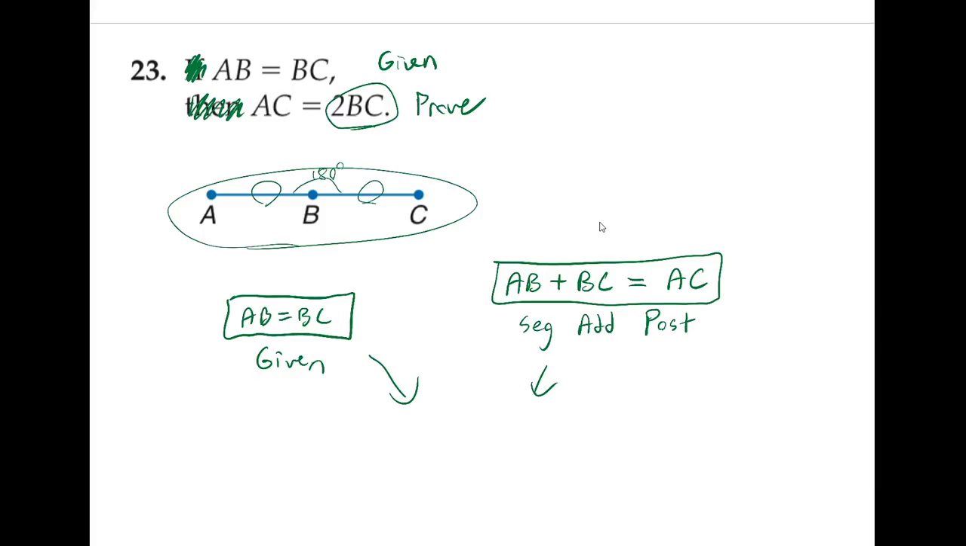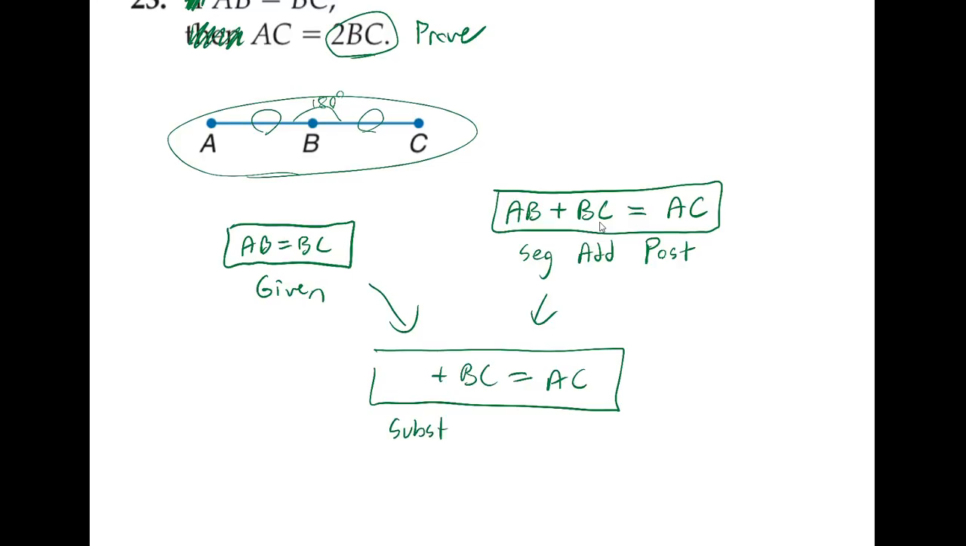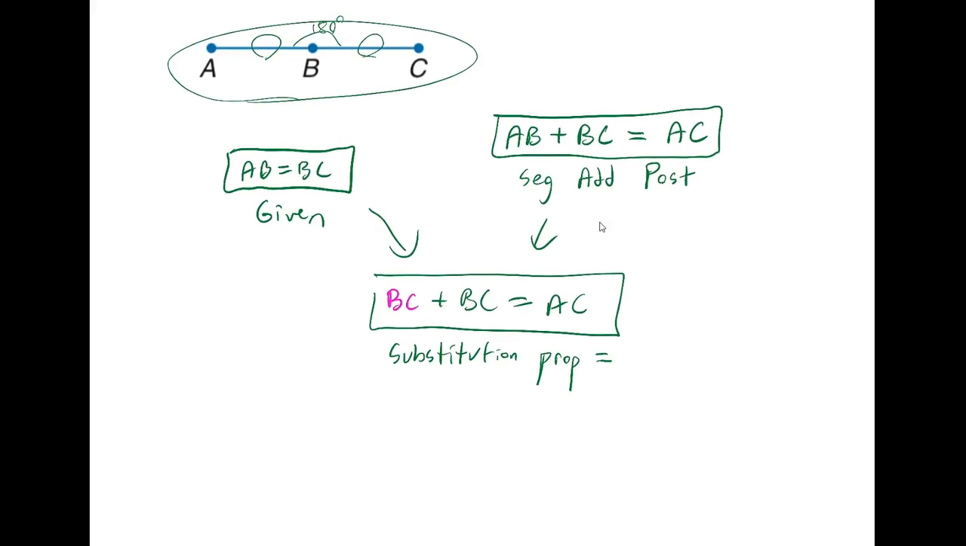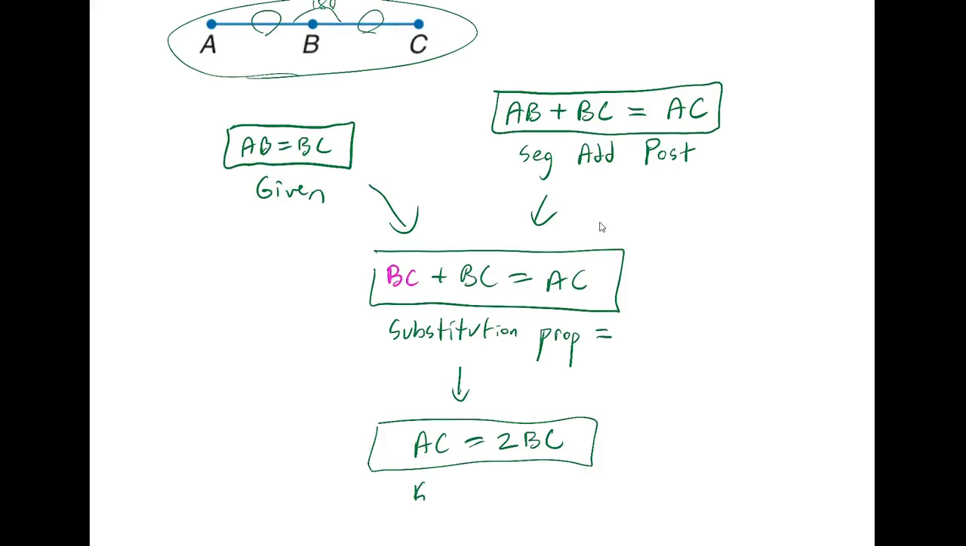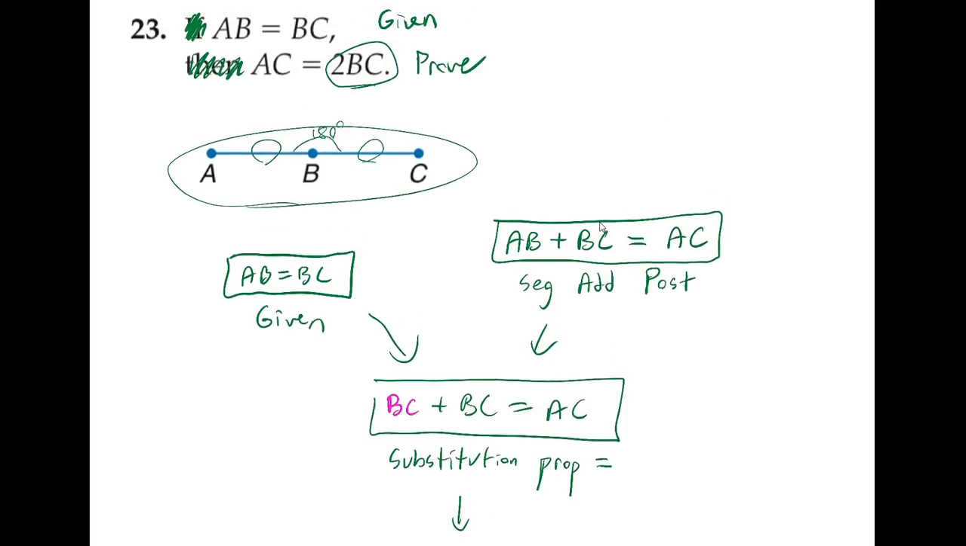Well, I substitute it out, okay? So I'm going to use green here, and I'm going to say, well, then I've got something plus BC equals AC, right? And this is going to be the substitution prop of equality. And so I'm going to substitute in AB is actually the same as BC, okay? And then lastly, I'm just going to use that weird name step, arithmetic, simplification, and get, well, then AC is equal to 2BC, and we'll just call that simplify, or arithmetic, or combine like terms, or whatever.